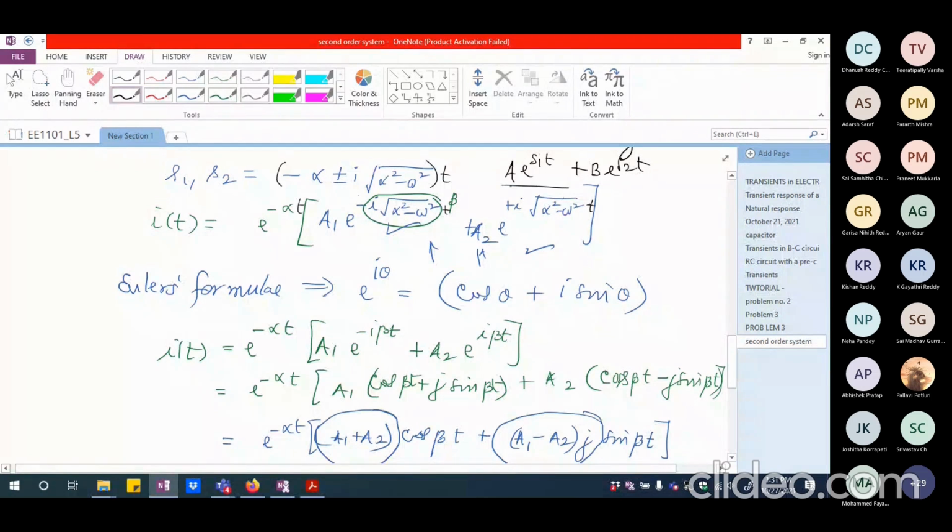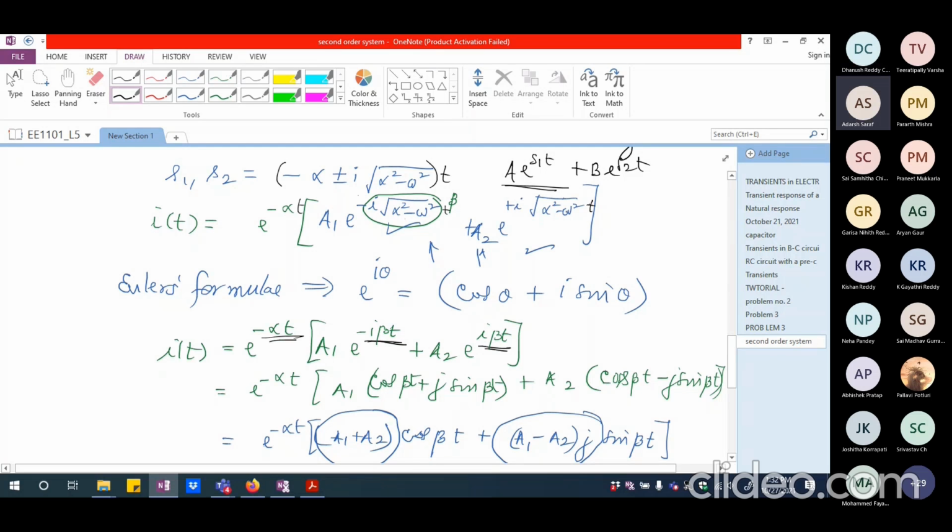because we wrote the solution as A1 e power S1t and B1 e power S2t. That's what we wrote as the solution to start with. So everywhere it should be multiplied by t. There is no doubt. Here I have multiplied by t. Here I have multiplied by t. Here I have multiplied by t. Right? Yes. Thank you.